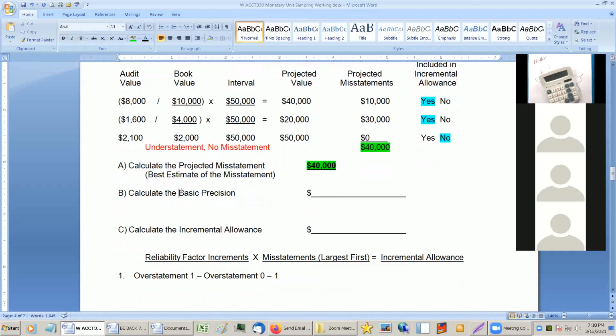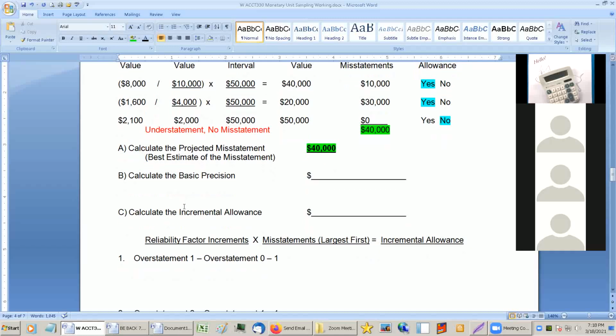Okay, now there's two things here that are completely new to us. Calculate the basic precision and calculate the incremental allowance, and I want to talk about those because they are so wacky.